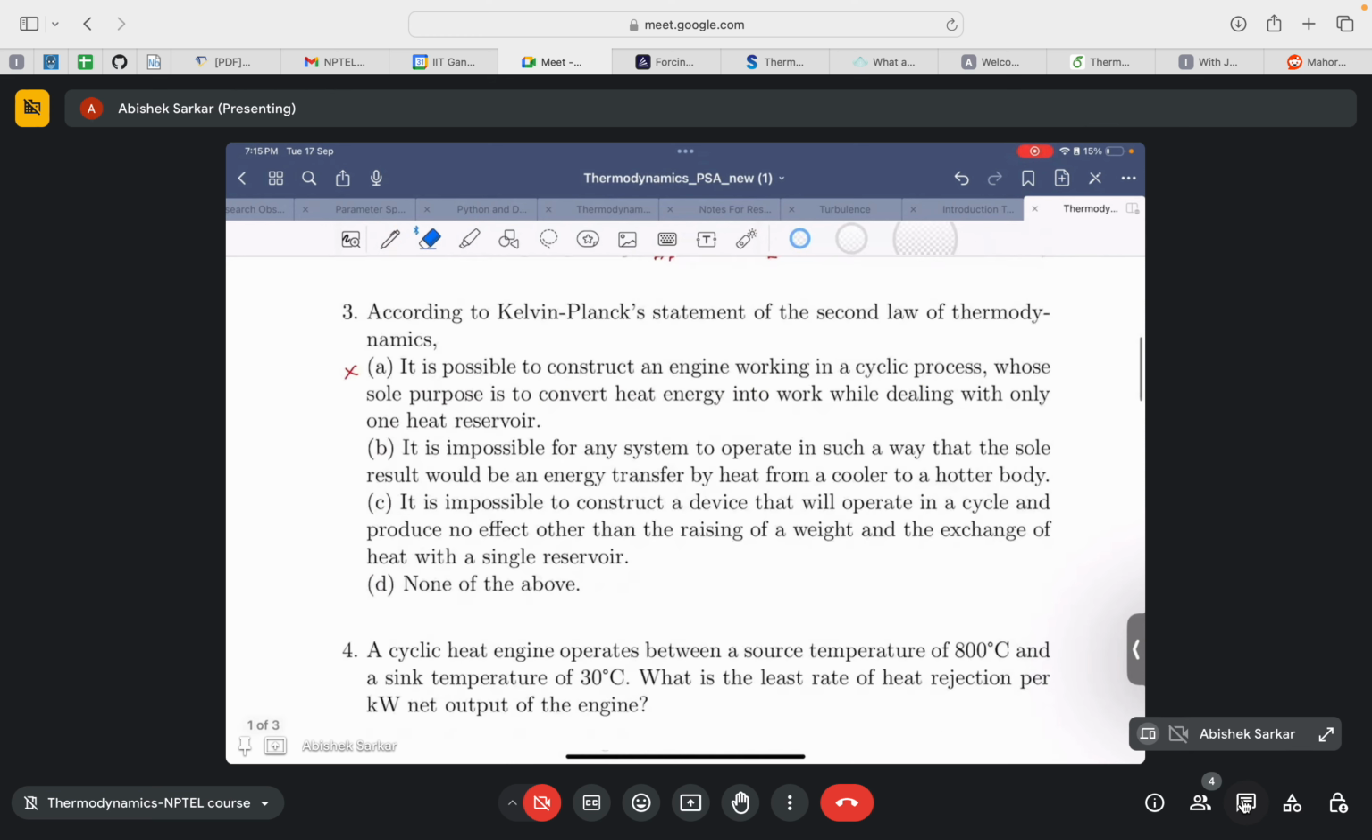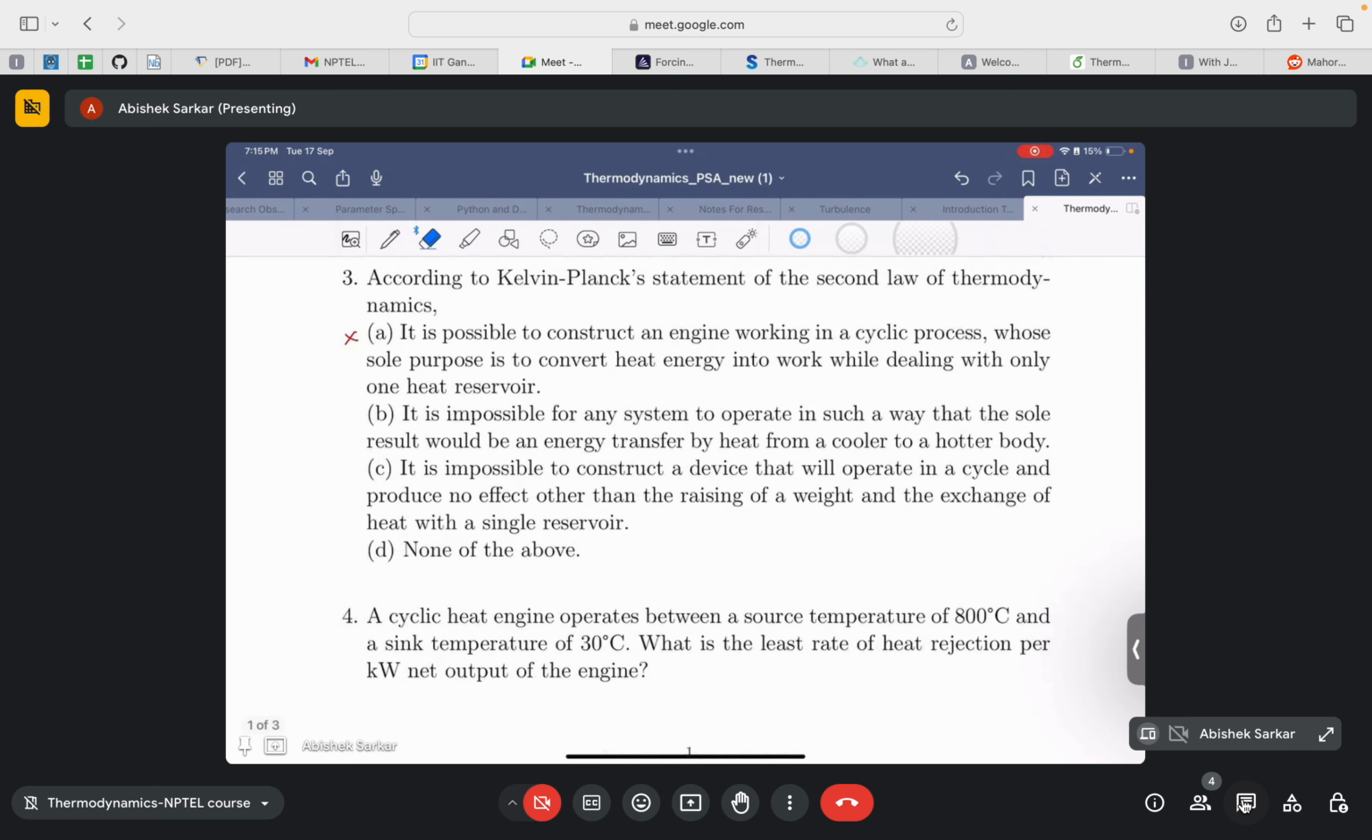It is impossible to construct a device that will operate in a cycle and produce no effect other than raising of a weight in the exchange of heat with a single reservoir. So produce no effect other than raising of a weight basically implies there would be a work interaction in the exchange of heat with a single reservoir. And it's impossible. So the correct option would be option C. Is it clear? It was just an interplay of words, but option C would be correct.